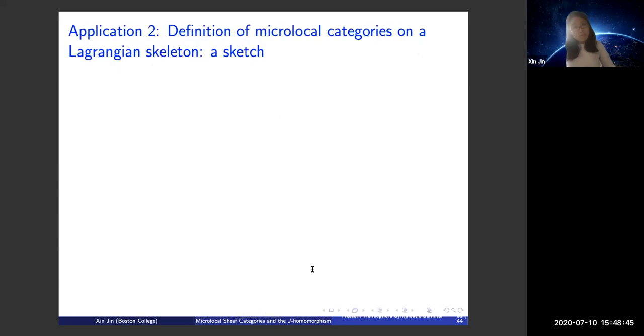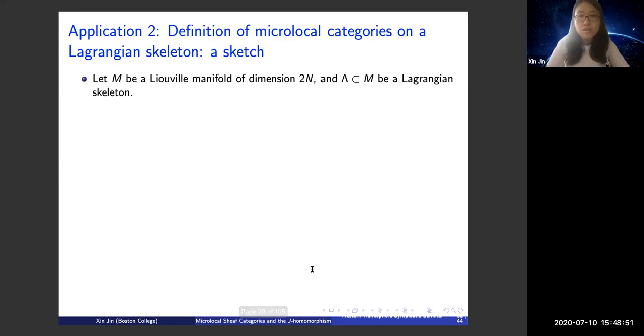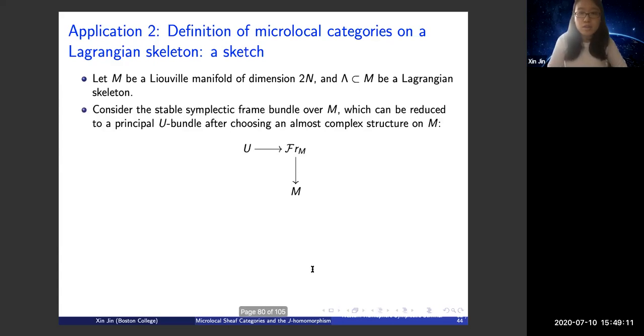So this proves application 1. So application 2, it's to try to define a microlocal category on a Lagrangian skeleton, so not necessarily inside a cotangent bundle. So the general setting is that you have some Liouville manifold M, dimension 2n, and you have a Lagrangian skeleton there.